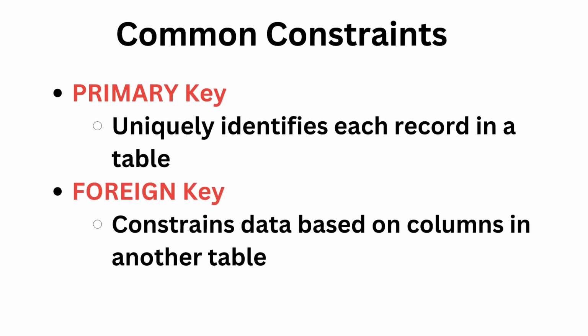Then, there are primary key and foreign key constraints. We already learned about primary key and foreign key, but the way you actually define them when you're constructing your own table is you set them up as a constraint. So the primary key uniquely identifies each row or record in a database table, and a foreign key constrains data based on columns in other tables. So when you're setting up a foreign key, you'll actually also set up a relationship to another table you created.